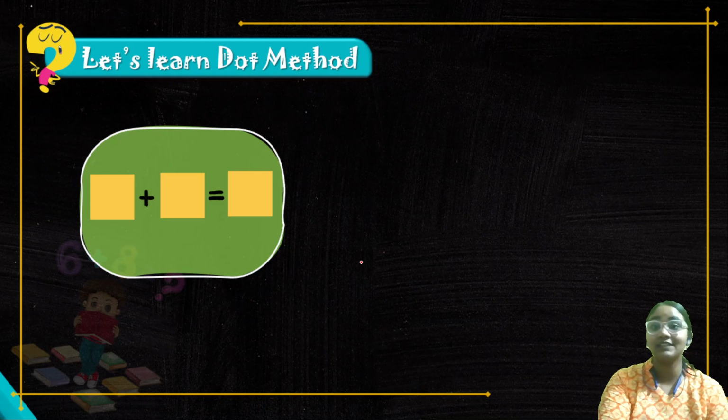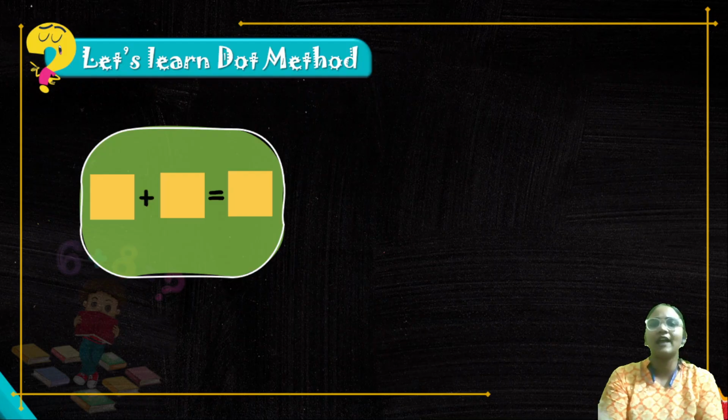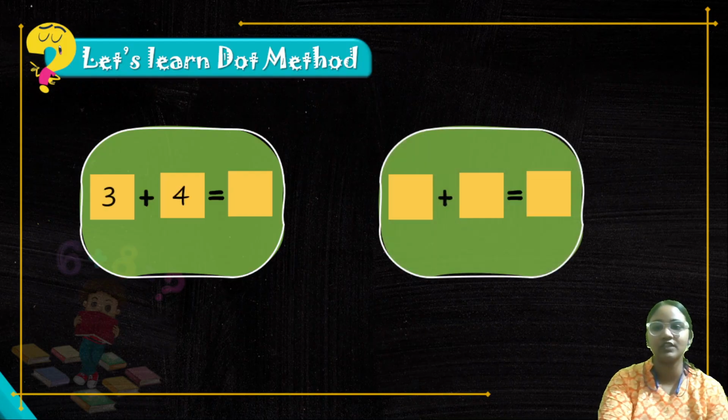Now let's learn the dot method. So what is the dot method? We use dots to add, like we have been using our fingers. In the same way, we make dots and we add them. We put them together. Let's see. Our first question is 3 plus 4 is equal to what? So we will do this using the dot method.